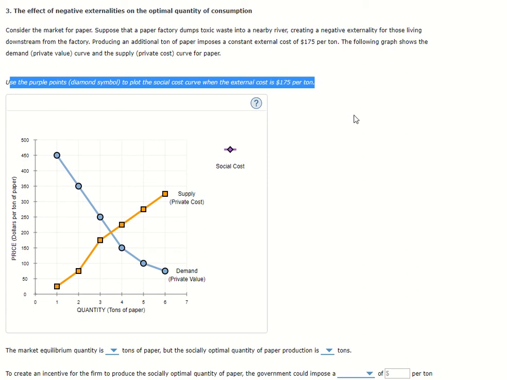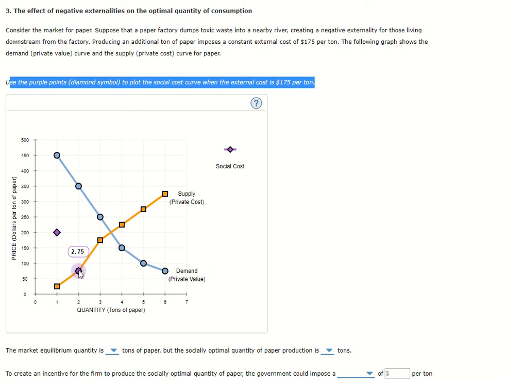All right, so first we need to use the purple points to plot the social cost curve with an additional cost of $175 per ton. Your social cost curve will be on top of your private cost curve by exactly $175 at every quantity of production. So for the first one, let's go from the quantity of 1. Your cost is 25. So 25 plus 175, that should be 200. That's your first point. Second point, right here at the bottom is 75.